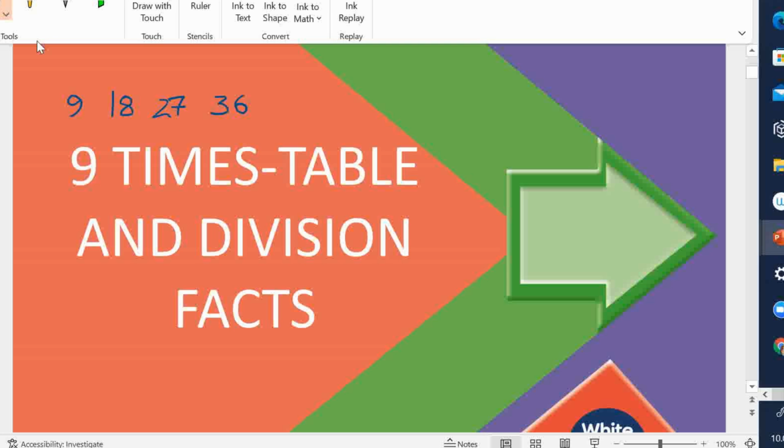Right, yeah, it's 36. Let me give you a clue. Here, this is in the ones. The 9 goes down to 8, goes down to 7, goes down to 6. So the next one will be 5. And then here, it goes up. In the tens, it goes up 1, 2, 3, 4. Right, so what will the next number be?